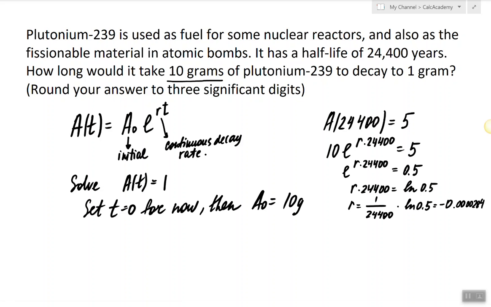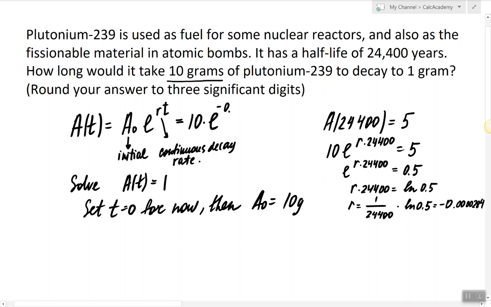We choose t to be such that A0 is 10, and we just found R using the half-life statement. So the formula is 10 times e to the power negative 0.000284 t.